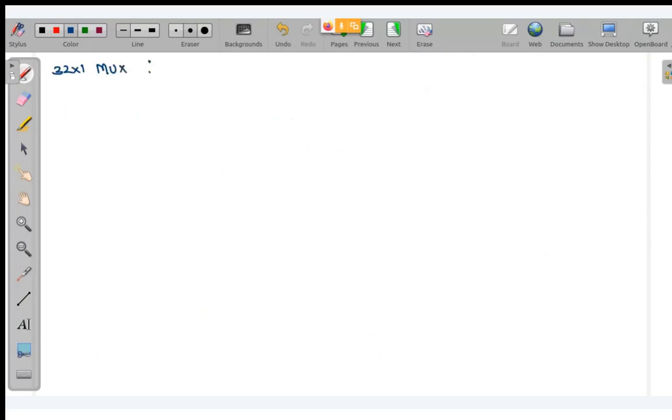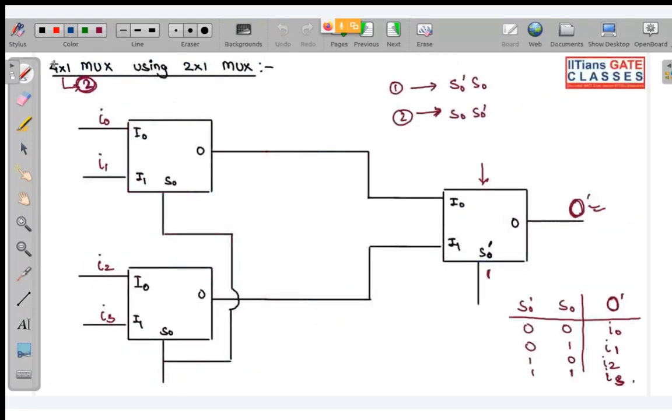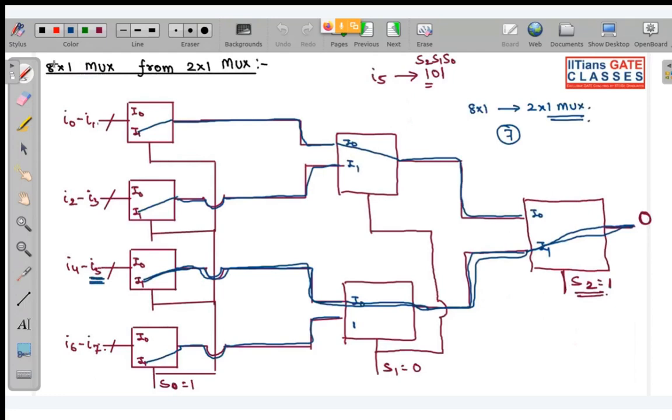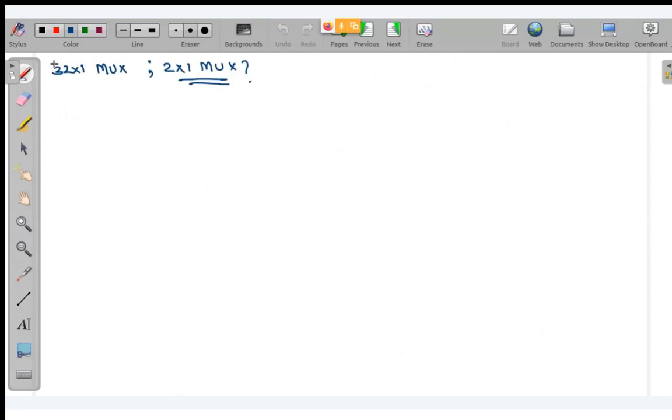Now if I ask you, a 32x1 mux has to be constructed using 2 cross 1 muxes. What is the total number of 2 cross 1 muxes? Can you guys tell me? What will be the total number of 2 cross 1 muxes to make a 32 cross 1 mux? 31. Raju is telling 31. So you are coming to this like for 4 cross 1 mux we required 3, for 8 cross 1 mux we required 7, for 32 cross 1 mux we will require 31. Okay, so 31 is the correct answer. It's okay. So look now. See, there is a simple technique.